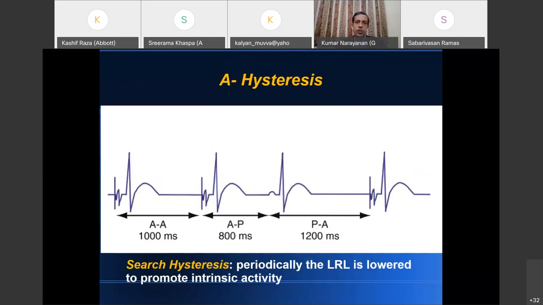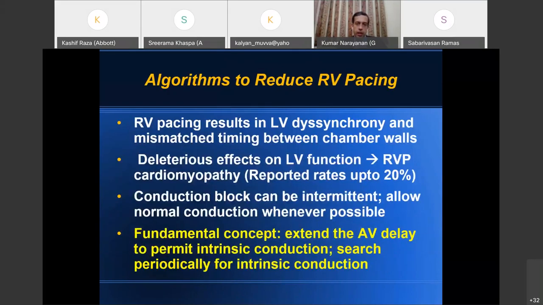Atrial hysteresis is going to operate in the same way. Whenever you have the intrinsic P wave occurring, it's going to wait for a longer duration, and only after the elapse of the hysteresis interval, it is going to give the next atrial pace. Now, the third concept, AV hysteresis, we will talk about as part of the algorithms to reduce RV pacing.